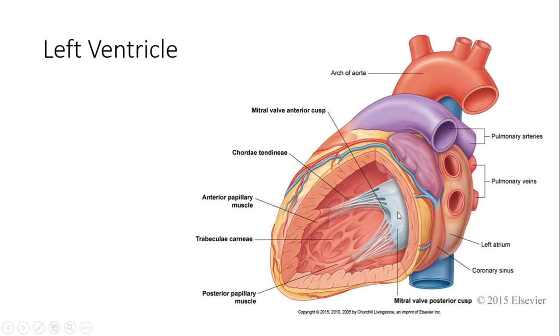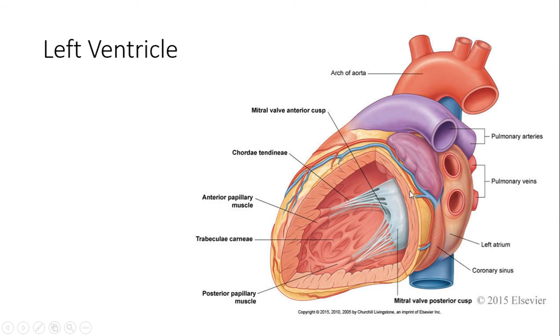All right, now let's get down to the left ventricle. Let's talk about the three similar structures you found in the right ventricle: your papillary muscles, your chordae tendineae that attach the papillary muscles to the valve, as well as trabeculae carneae. So those three key features are found in both ventricles, and they serve the same purpose in both ventricles.